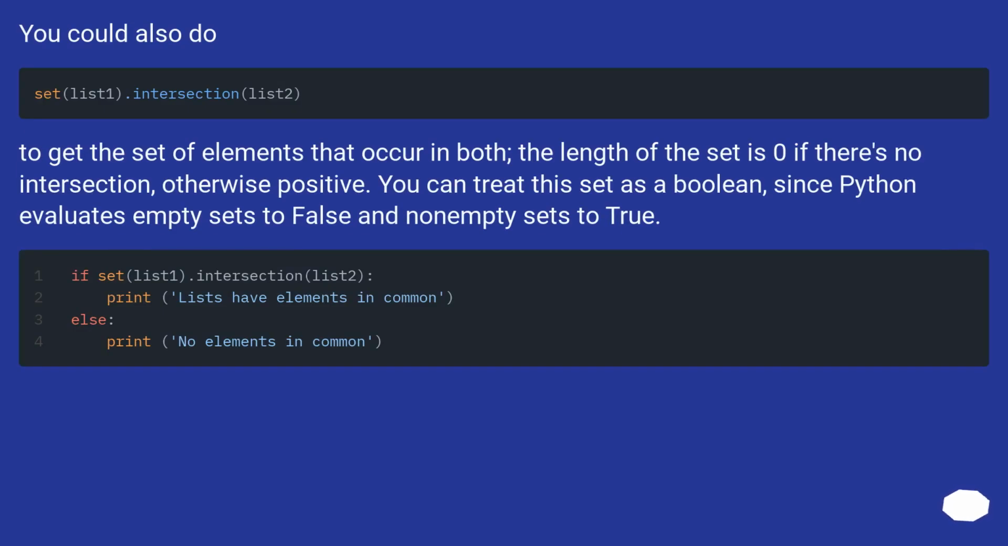You could also do this to get the set of elements that occur in both. The length of the set is 0 if there's no intersection, otherwise positive. You can treat this set as a Boolean, since Python evaluates empty sets to false and non-empty sets to true.